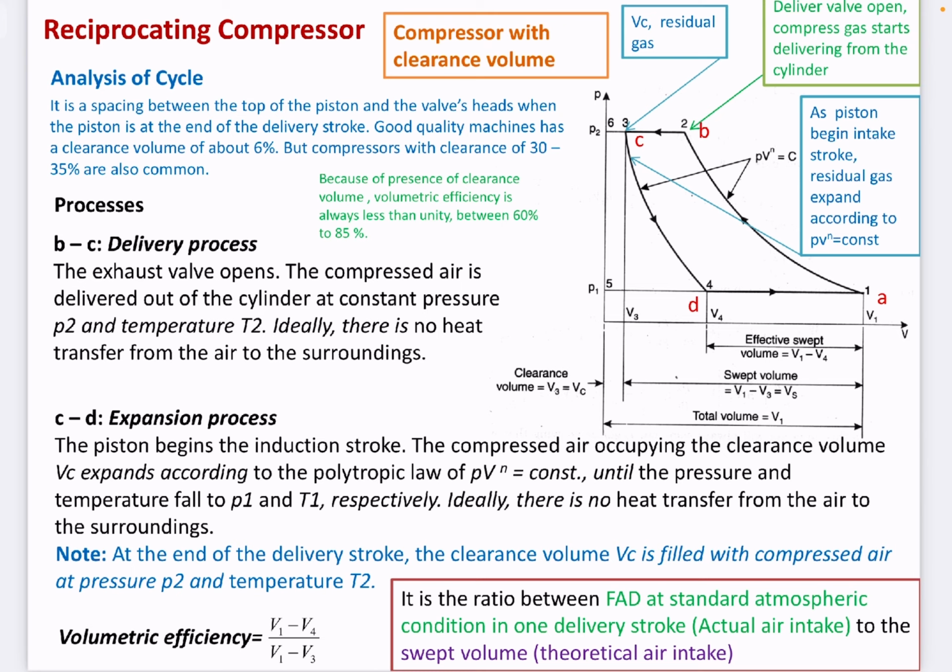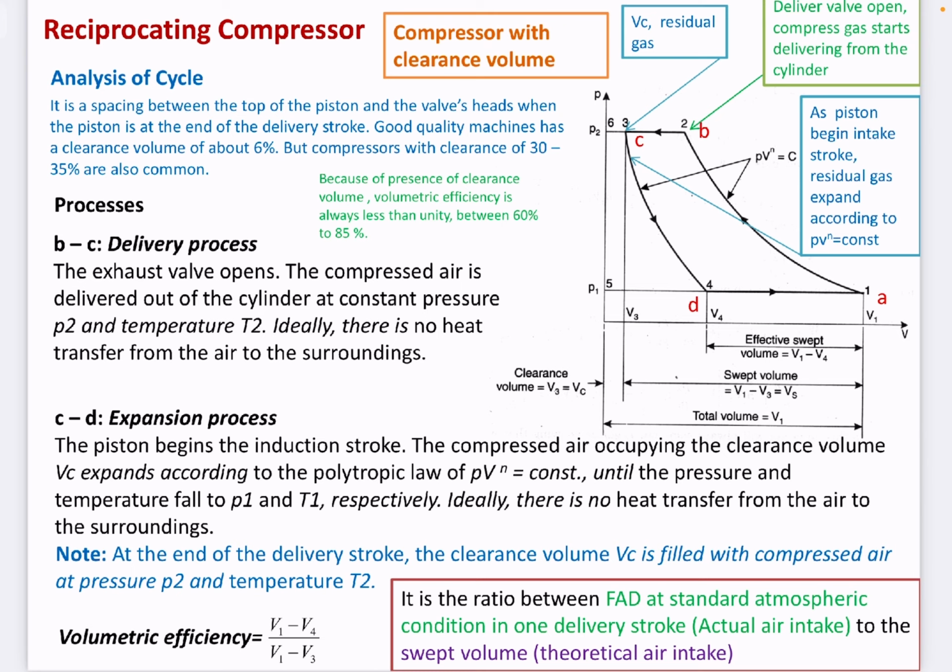B to C represents what is known as the delivery of the compressed gas, and for that to happen, the exhaust valve, the delivery valve, has to open. So when the delivery valve opens at B, the compressed air is delivered out of the cylinder at constant pressure P2. If you look at the diagram, you will see that the pressure P2 and P3 are the same, and that is because the delivery valve is open.